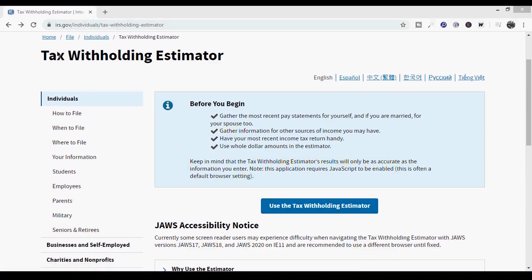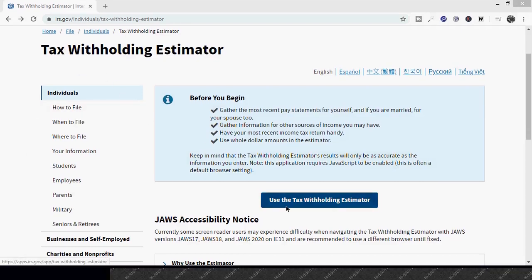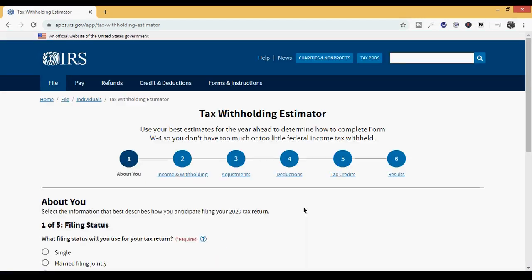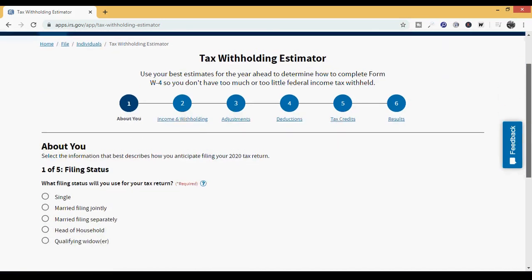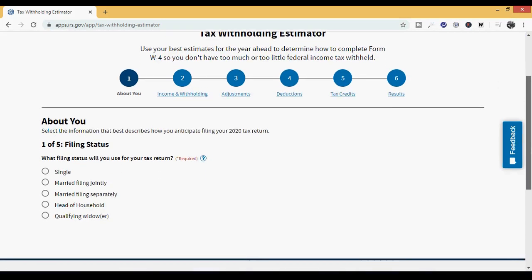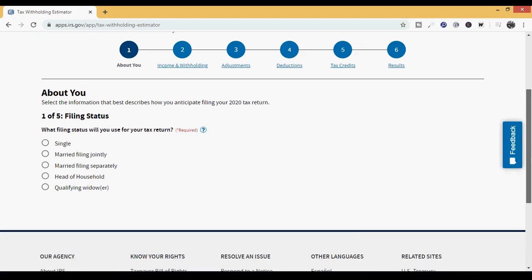So all I did is go to irs.gov, find the tax withholding estimator. So we're going to click right here where it says use the tax withholding estimator, and it'll take us directly there where we start with about you. Notice we said that this person is filing head of household. So the first thing they want to know is filing status. All right, filing status. What filing status will you use for your tax return? So for this person, it would be head of household.